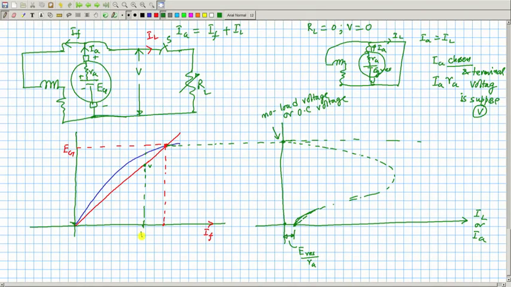So, for terminal voltage V1, the field current must be this much, say IF1. IA1 is the current at that time in the armature. Then V1 plus IA1 RA must be equal to your generated voltage. And what is IA RA? IA RA is this drop, IA1 RA, and the generated voltage is now this much.